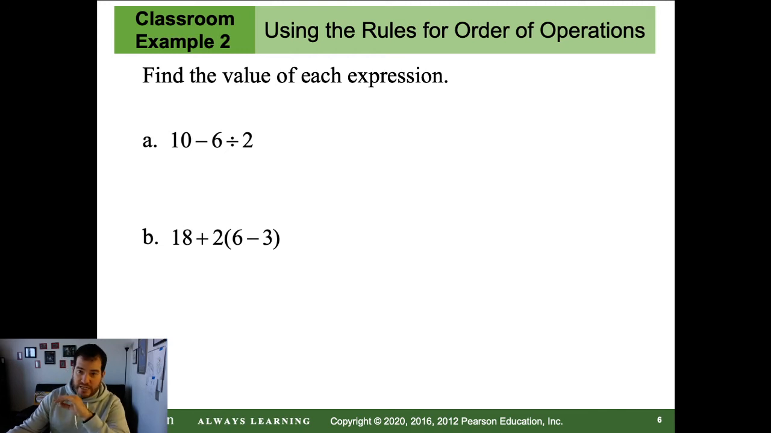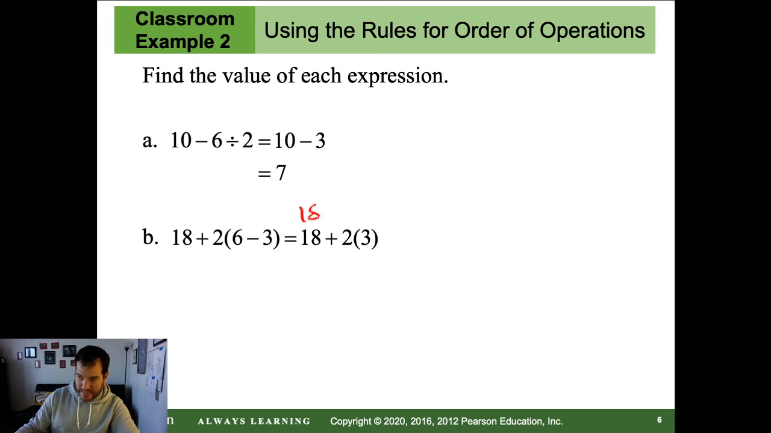Okay, so the first thing I think I'm going to do up here is I think I'm going to do the division first. So 6 divided by 2 is 3. So 10 minus 3, I believe, gives you 7. Again, here, the first thing I'm going to do is the parentheses first. Simplify that. Remember, this one is really written as 18 plus 2 times 3. So you're going to do that multiplication next, and then you're going to add those together to get you 24. So hopefully that makes sense, okay?